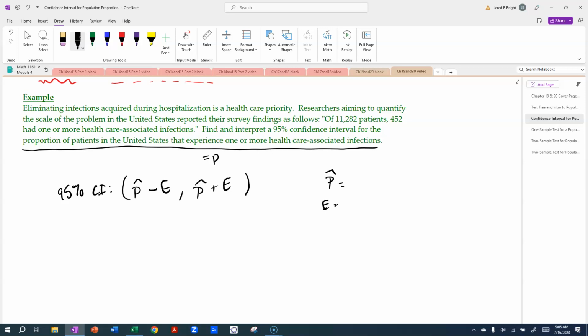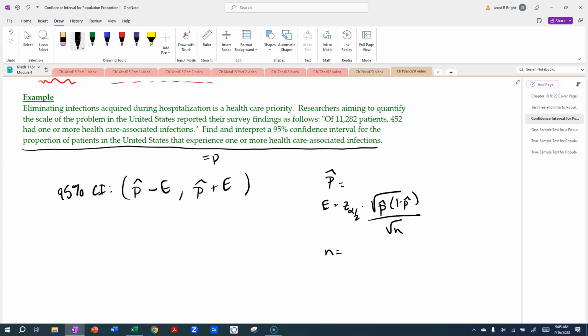And so the margin of error E, if I were to do it longhand, would be z alpha over 2 times the square root of p hat times 1 minus p hat, all over the square root of n. If I were to do it longhand, I'm actually going to end up using Excel, okay? But to do this, I need to figure out what n is, right?